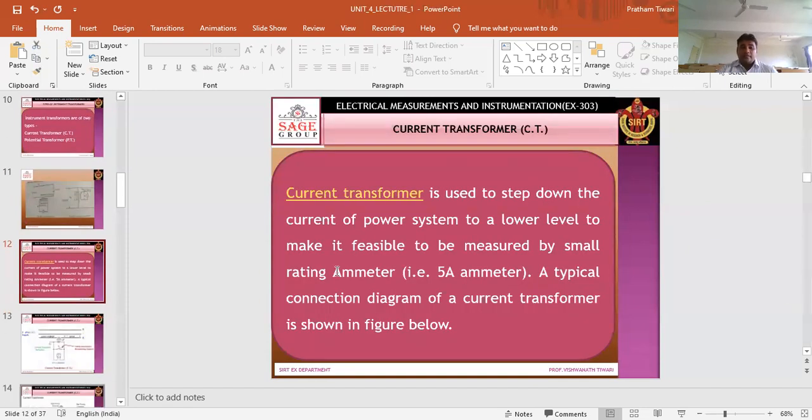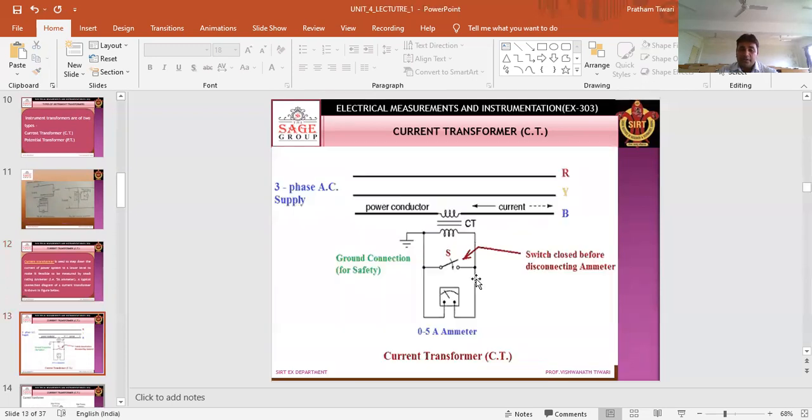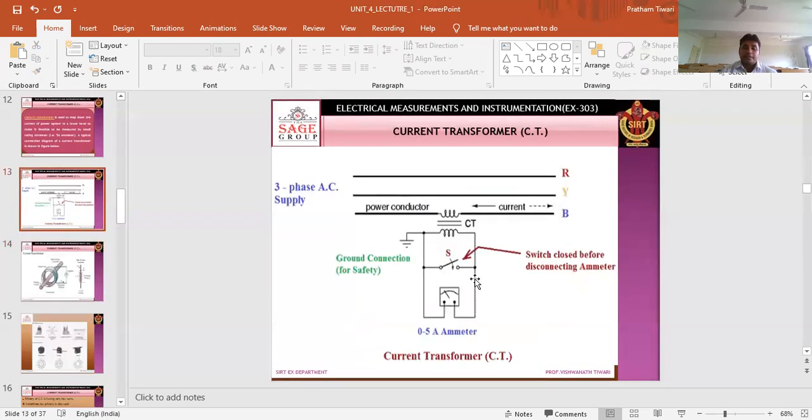What is the current transformer? A current transformer is used to step down the current of the power system to a lower level to make it feasible to be measured by a small rating meter, up to 5 amperes. A typical connection diagram of a current transformer is shown in the figure. In this figure we see a three-phase supply, called the power supply. R, Y, B: R for red, Y for yellow, and B for blue.